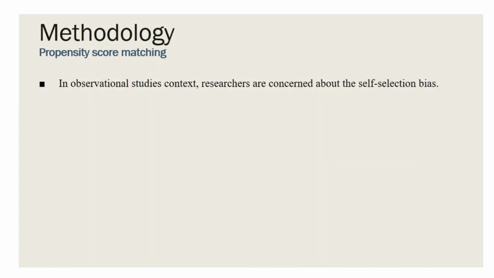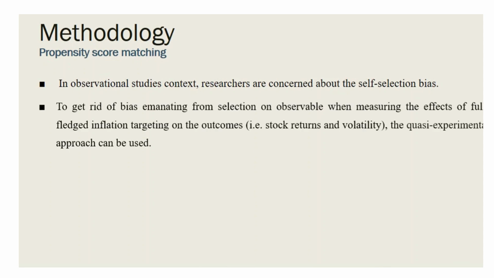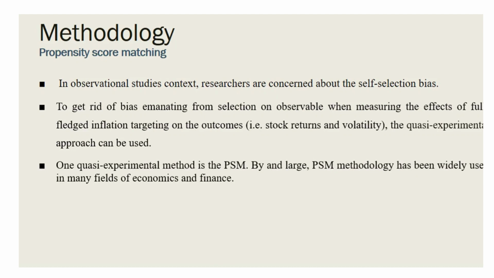So in the observational studies context, researchers are concerned about the self-selection bias. To get rid of the bias emanating from selection on observables when measuring the effects of full-fledged inflation targeting on the outcomes, namely stock returns and volatility, the quasi-experimental approach can be used. One quasi-experimental method is propensity score matching. In fact, the propensity score matching methodology has been widely used in many fields of economics and finance.